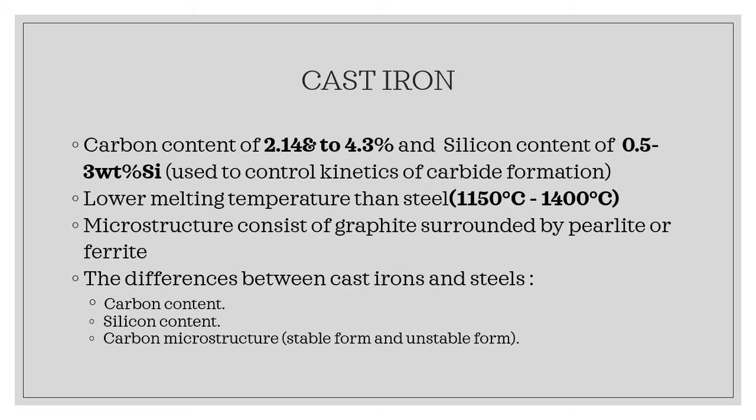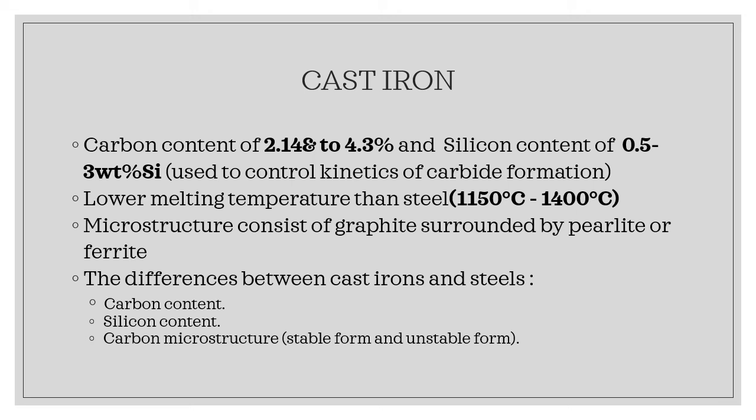And the addition of silicon is usually used to control the kinetics of carbide formation so that the graphite could be formed into desired shapes. Cast iron has a lower melting temperature compared to steel, which is 1150 to 1400 degrees Celsius. The microstructures usually consist of graphite surrounded by pearlite and ferrite.